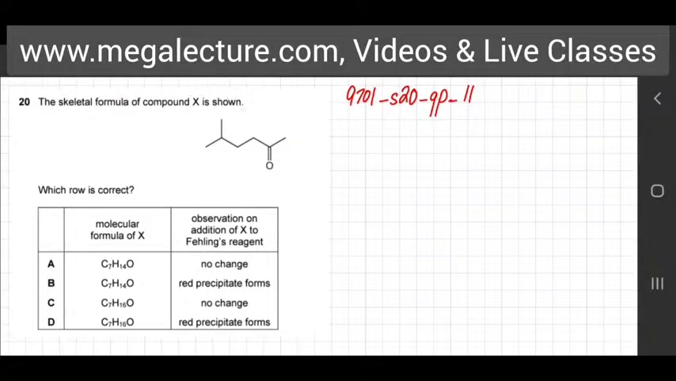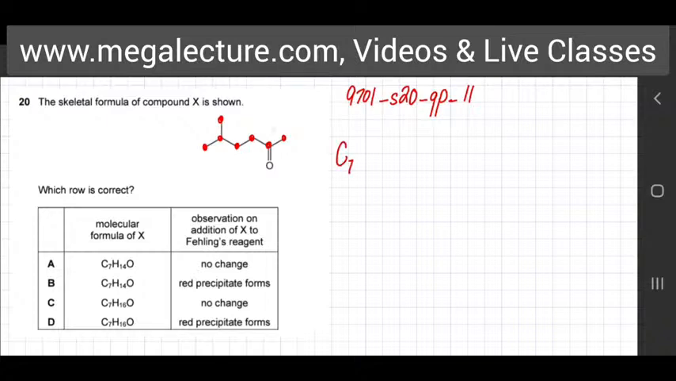The formula of compound X is shown. So here's your skeletal formula, and he's asking which row is correct. The first thing is that they're looking for the molecular formula of X. To figure out the molecular formula, the skeletal formula is given in front of me, and I'm going to find the carbon atoms first. Remember, every point is one carbon atom, so that's 1, 2, 3, 4, 5, 6, and 7. So I know that it's got 7 carbon atoms.